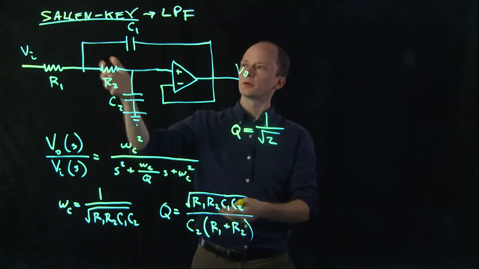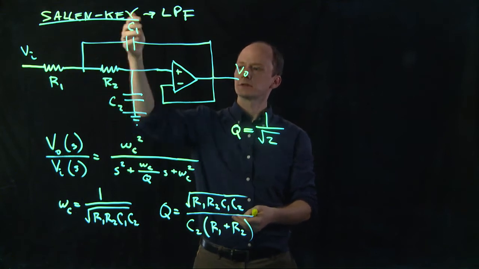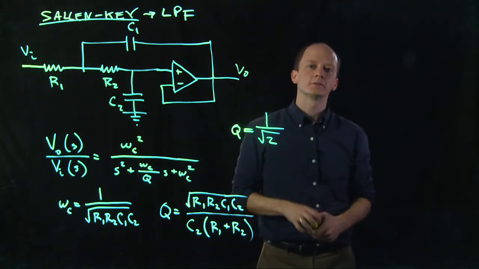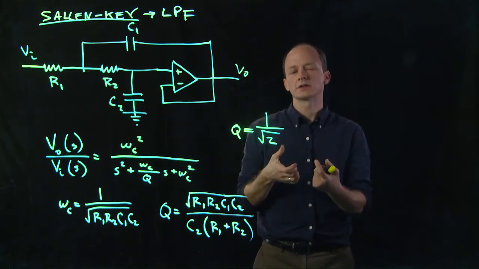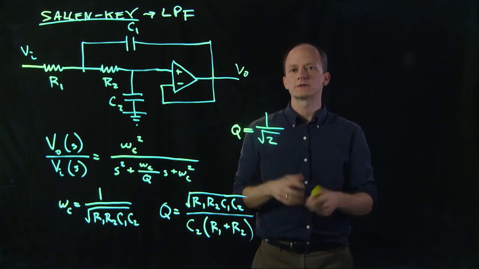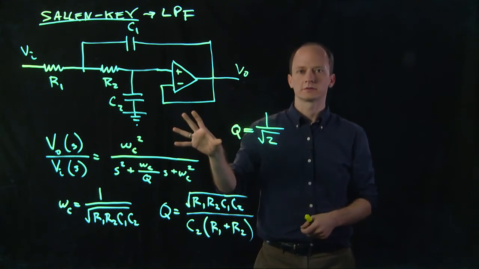However, we've got four components. We've got two resistors and two capacitors. So we have kind of a mismatch here. So how do we actually go about choosing the parameters that we actually need to use for this circuit, okay?